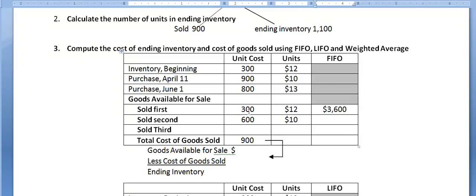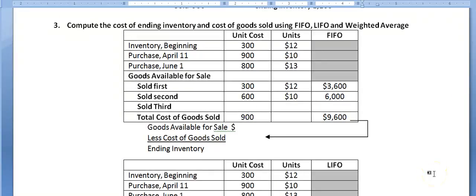Now, why do we only use 600 instead of the full 900? Well, because we only sold 900 units. And if we already sold the 300 from the beginning inventory, then we would only need to sell an additional 600 to make up a total of 900. Let's add the dollars associated, and using FIFO then, the amount of our cost of goods sold would be $9,600.